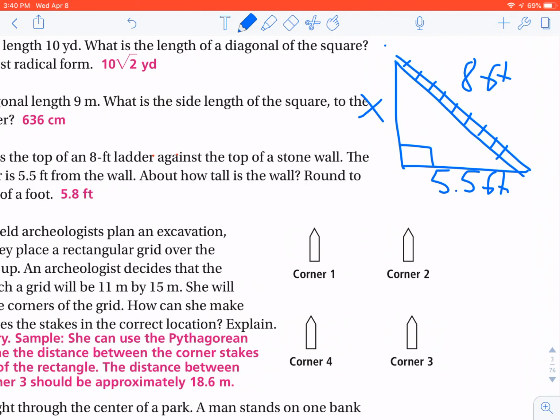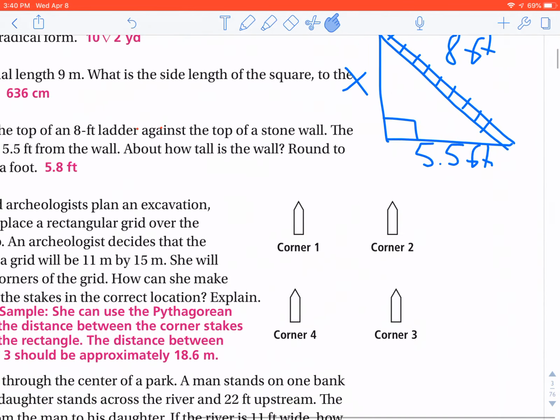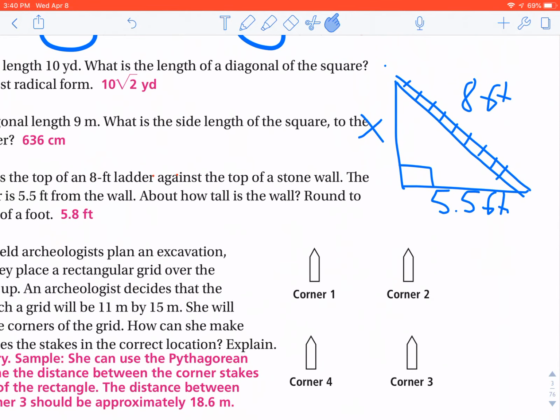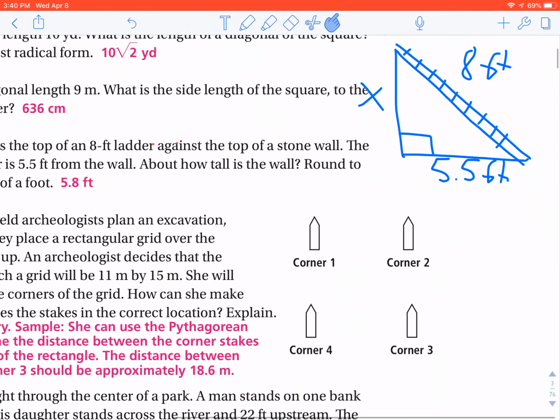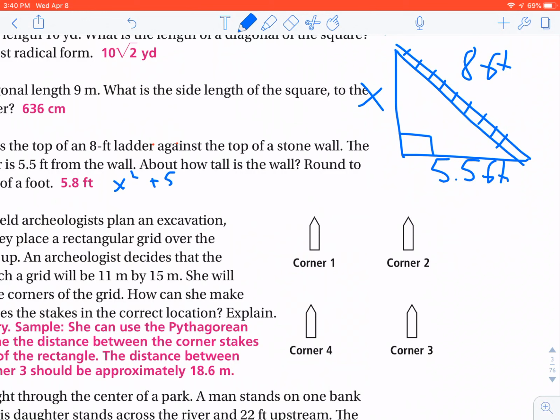So again, once the picture's there for you, I think most of you guys are probably going to turn the video off because you know what to do at this point. But real quick, 8 feet is obviously my hypotenuse. So x squared plus 5.5 squared is equal to 8 squared. That would be your setup. When you do this, you get x squared plus 30.25 is equal to 64.